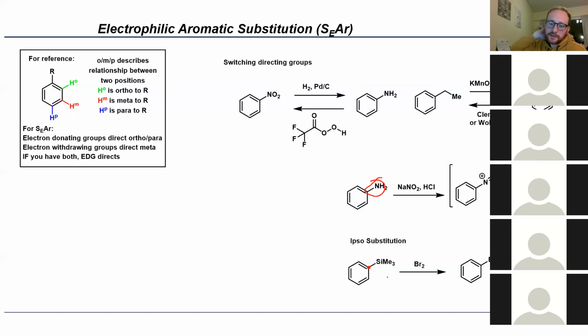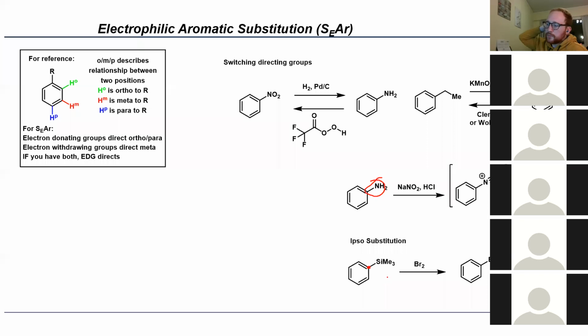TMS, the silyl group, can be replaced with a bunch of groups, mostly electrophiles. So like bromine, chlorine. I guess you could probably put a nitro group there or something. Maybe for your Friedel-Crafts alkylation would occur ipso. And will it always add ipso rather than sine?